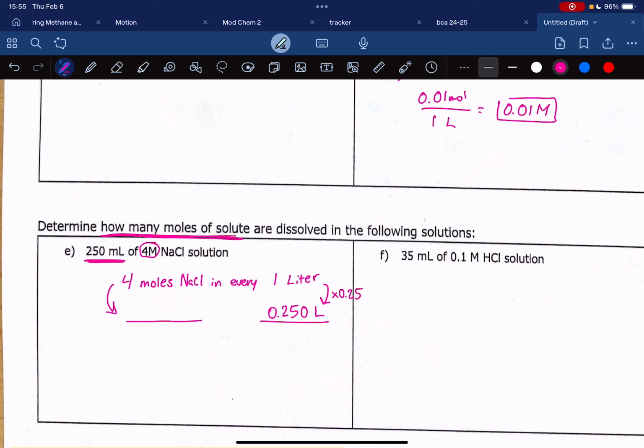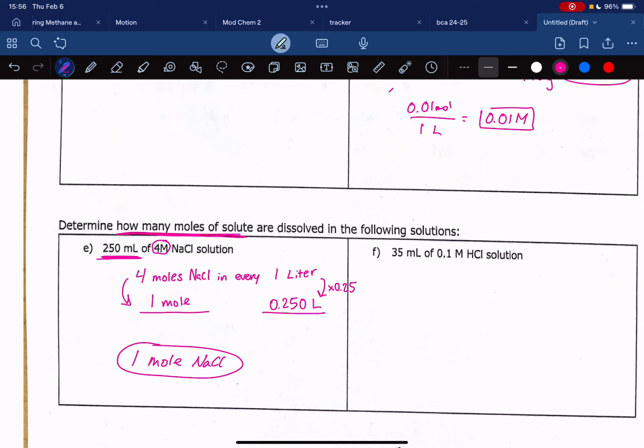So then same thing over here. We should divide by 4 or multiply by 0.25. And of course, that's just going to be 1. So that's my answer, actually. I got 1 mole of NaCl in 250 milliliters of 4 molar solution. Good.